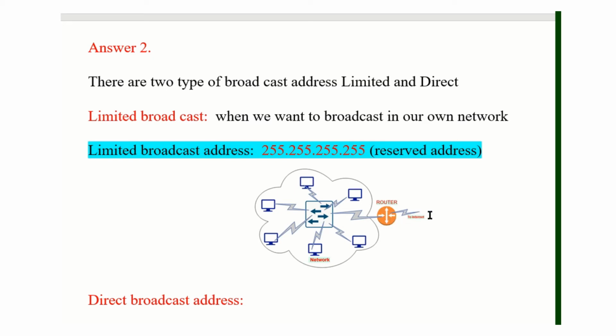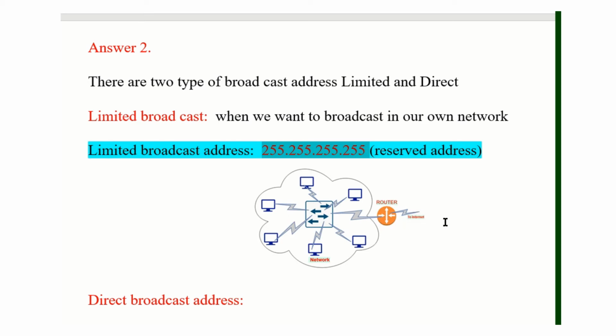This is a router which is connected to the external network. This is our own network. If I want to broadcast a message packet into my own network, that means I want to send data to all of the systems of the network. In that case, the IP address, also called the limited broadcast address, will be 255.255.255.255. Whenever a packet has a destination address of 255.255.255.255, the packet will be broadcast within its own network.